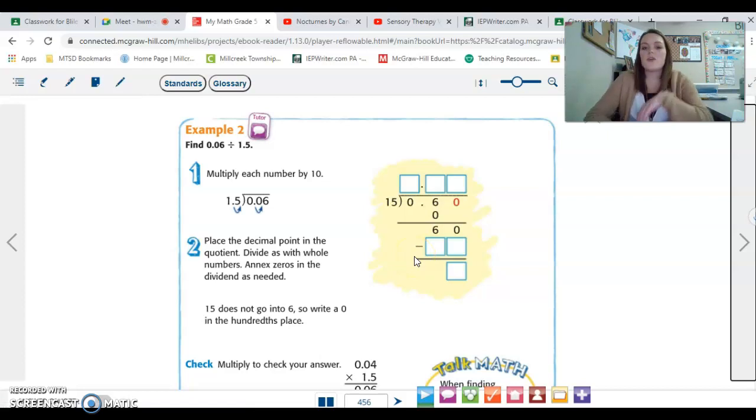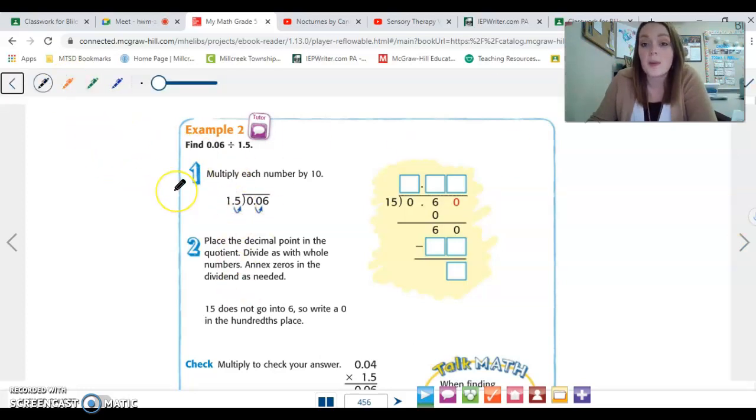Okay, so we have example 2. This one doesn't have a word problem, but it just gives us a problem to solve. We have 6/100 divided by 1 5/10. We're going to multiply each number by 10 to move the placement of that decimal one more time. Remember, what you do to one decimal, you must do to the other, or it will not work out. So we're going to move our decimal one place value to the right.